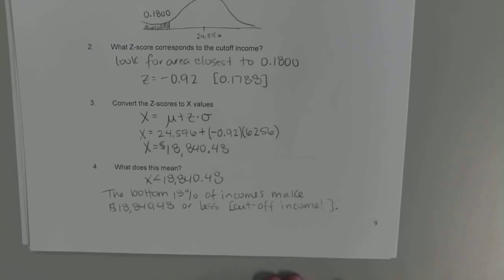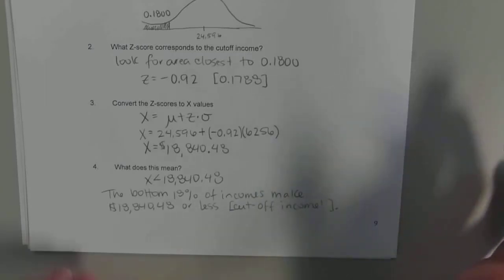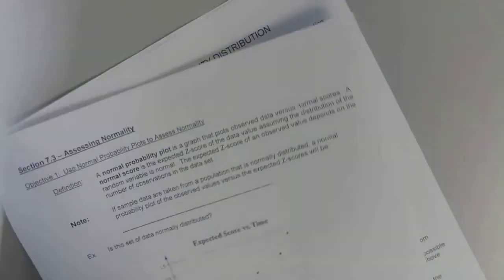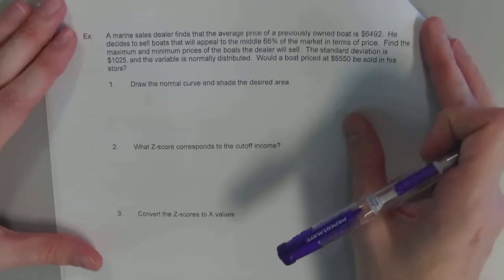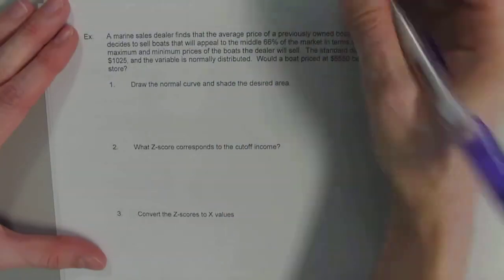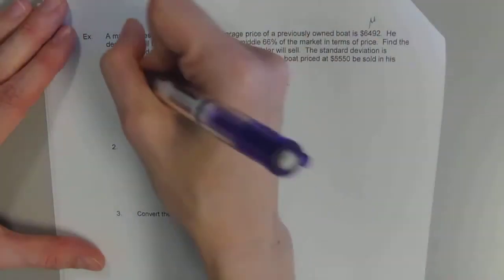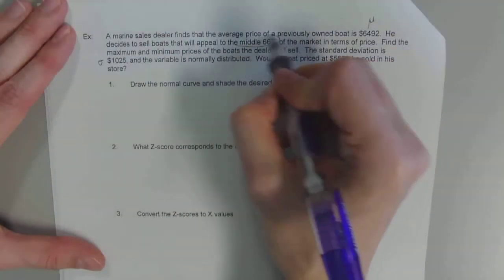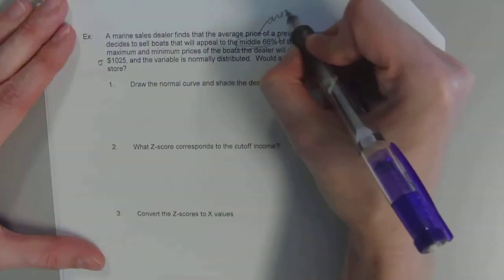He decides to sell boats that will appeal to the middle 66% of the market in terms of price. So what have they given us? They've given us the area of the middle 66%. Find the maximum and the minimum price of the boat the dealer will sell. The standard deviation is $1,025, and the variable is normally distributed. Would a boat priced at $5,550 be sold in his store? Okay. So let me catch up with you guys, and we're going to label everything. The average price that he sells is $6,492. The standard deviation was $1,025, and the middle 66% is our area.